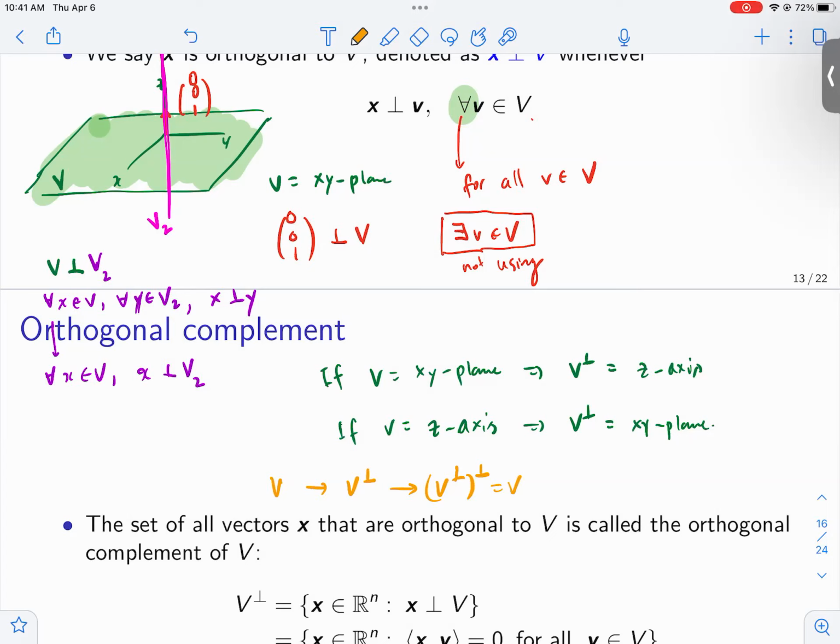So the set of all vectors that are orthogonal to my orthogonal complement is myself. This is an example of a duality in linear algebra. Things that happen here, something dual happens there. So there are these pairs that go together. V and V perp are dual to each other.